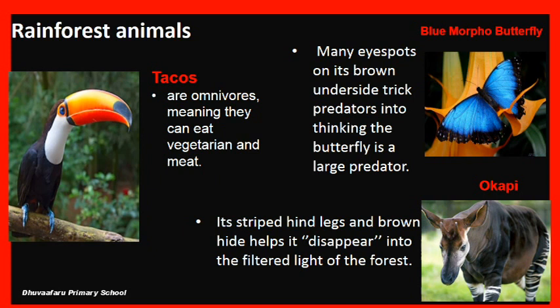Rainforest animals. Geckos. Geckos are omnivores, meaning they can eat vegetarian and meat. Blue morpho butterfly. Many eye spots on its brown underside trick predators into thinking the butterfly is a very large predator. Okapi. Its striped hind legs and brown hide help it disappear into the filtered light of the forest.